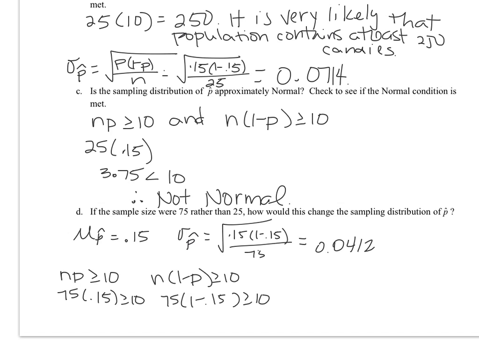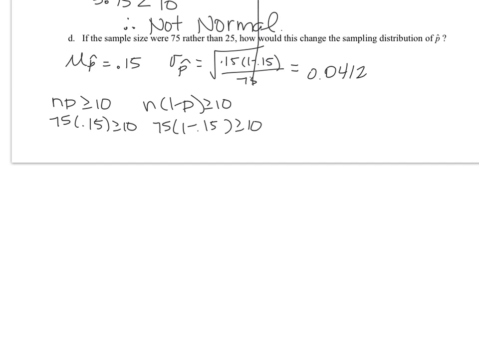You must show your work here. You have to actually plug these numbers in. So if you didn't plug the numbers in, you would get gigged. So make sure to show this work. So we know that this is 11.25, which is indeed greater than or equal to 10. And this one over here is 63.75. Notice that the sum of these two makes 75. So therefore, the distribution is approximately normal.